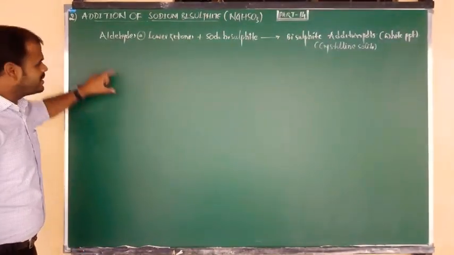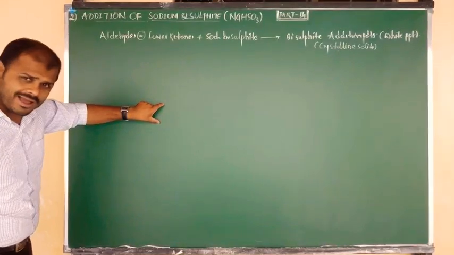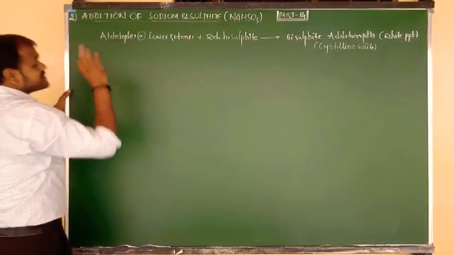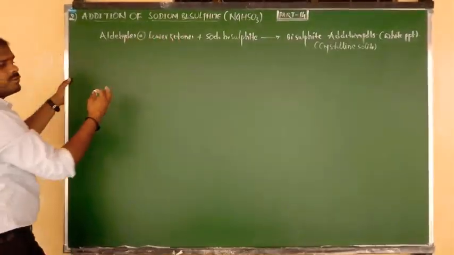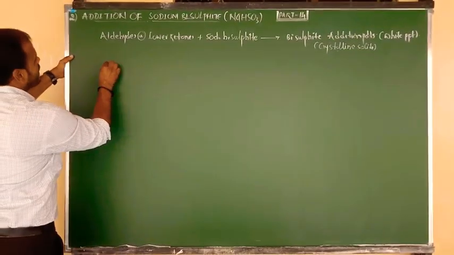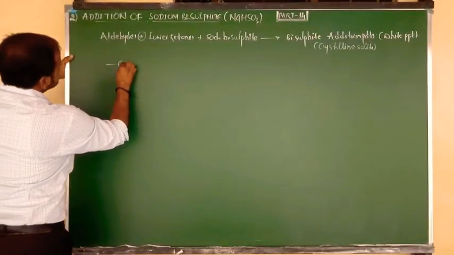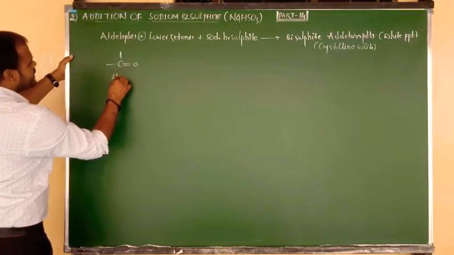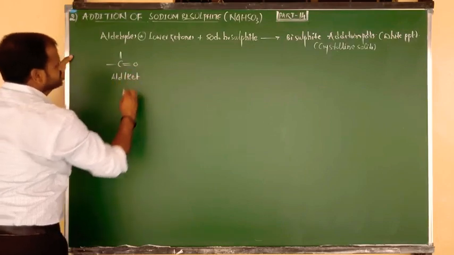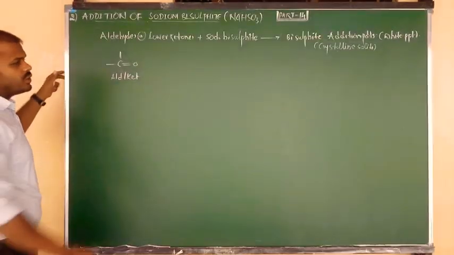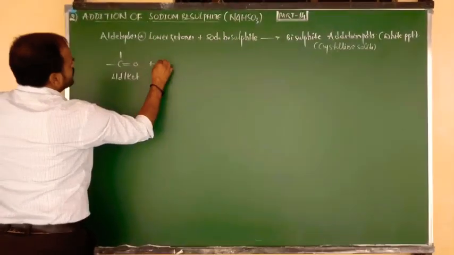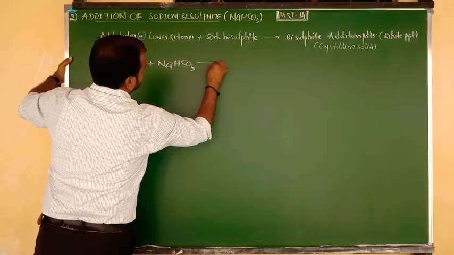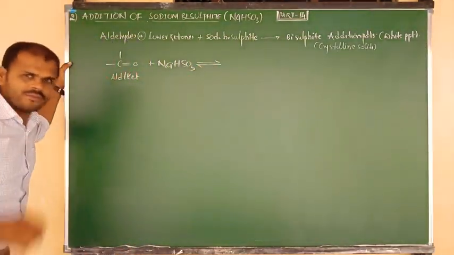Now for the common reaction, one example taking an aldehyde, one more example taking a ketone. What was the common formula of aldehydes and ketones? Both have the carbonyl functional group, so the common structure is C double bond O. This is the common structure of aldehyde and also ketone. So aldehydes and ketones undergo addition with sodium bisulfite, formula NaHSO3. The reaction is reversible, you know very well.